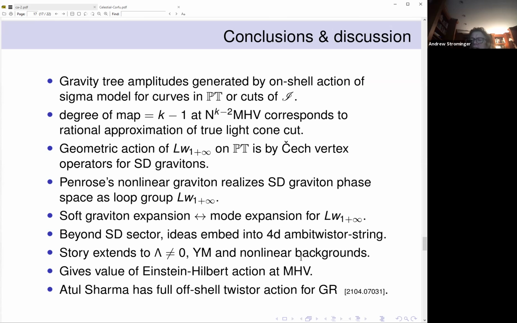Oh, in the plus plus minus amplitude, is the LW1 plus infinity acting on the plus or the minus? Sorry, in the plus plus minus amplitude, can you have two of your graviton vertex operators that create the charges? Are your gravitons the perturbations or are they part of the self-dual background?